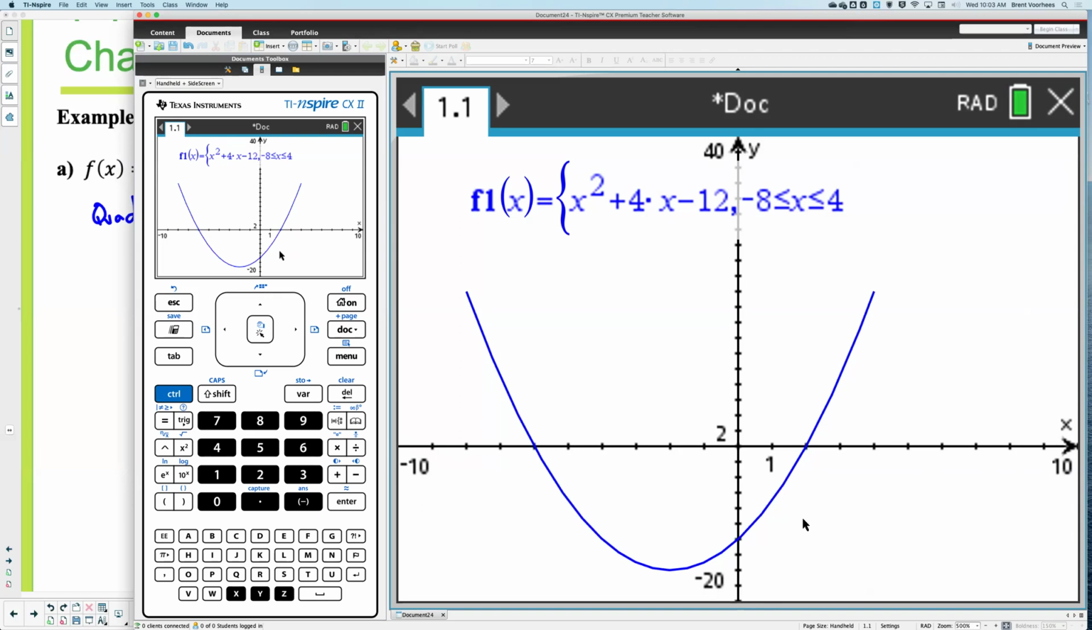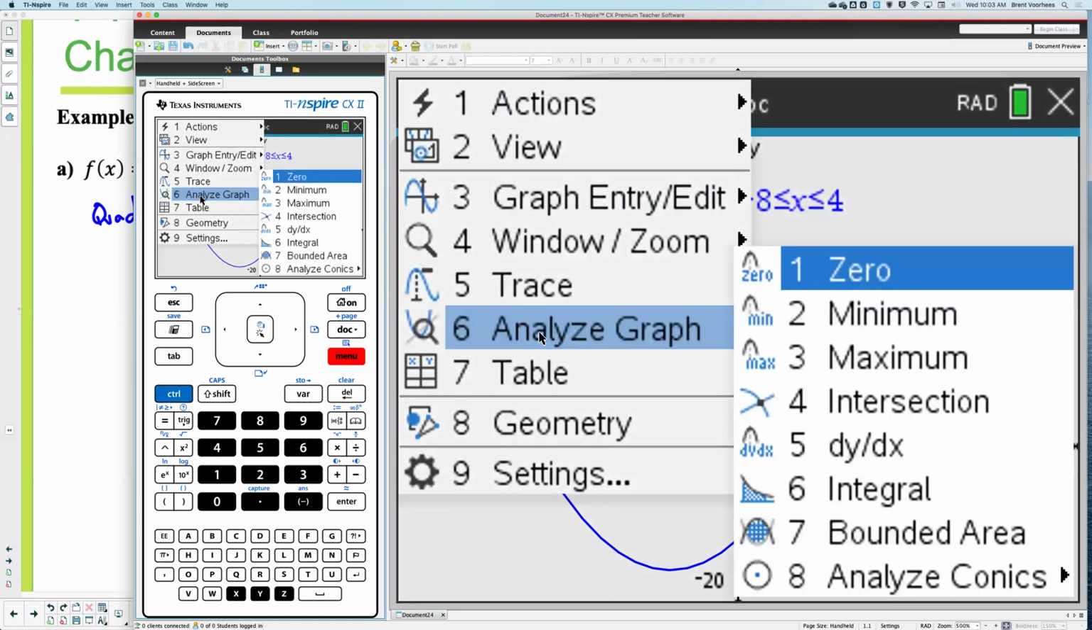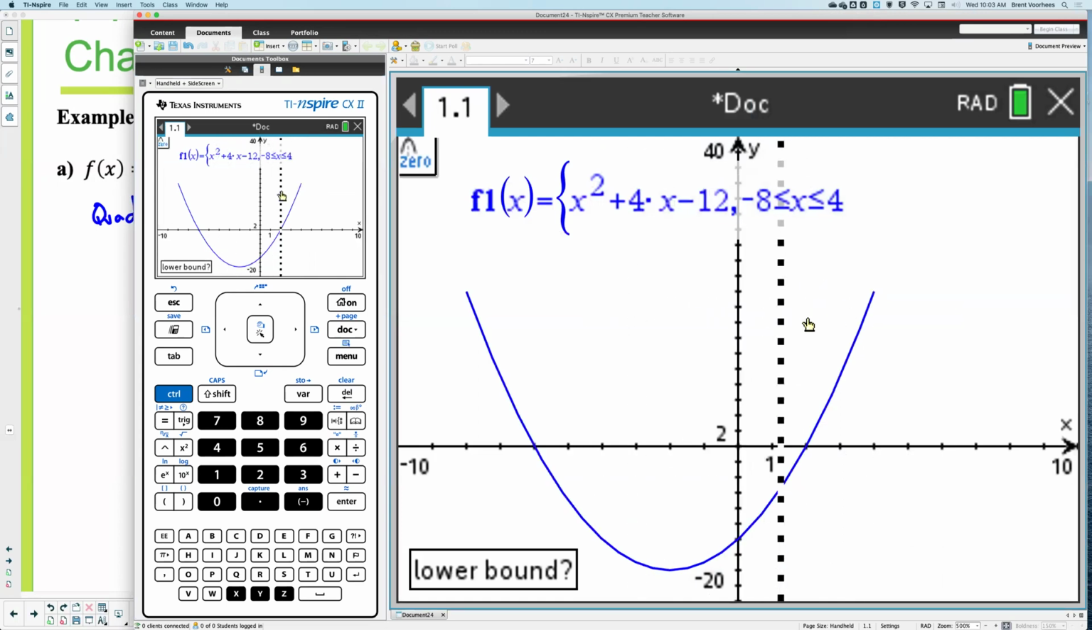I'm going to show you how to use calculator tools to find everything we need. We need to establish where the zeros are. We need to find these maximums and these minimums. So go to your calculator, press the menu button. Choose Analyze Graph. The first option that comes up is 0. Let's find the 0. So click 0. What that does is it's going to give you this dotted vertical line.